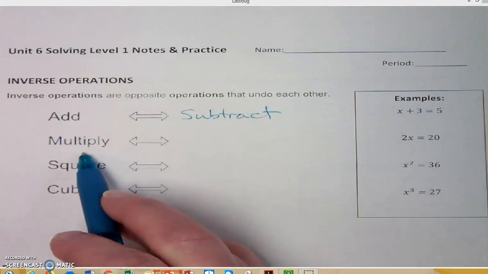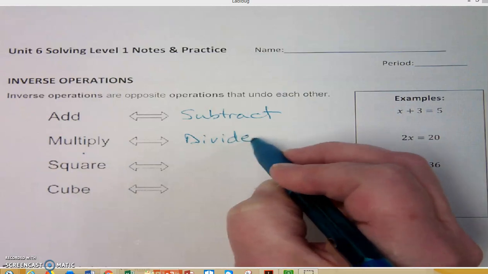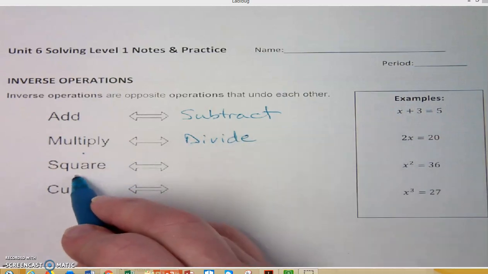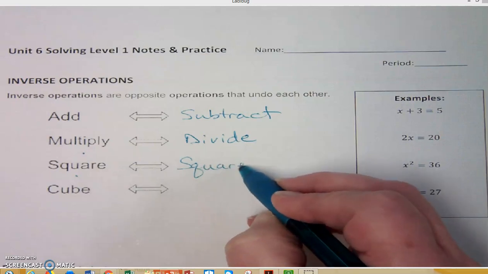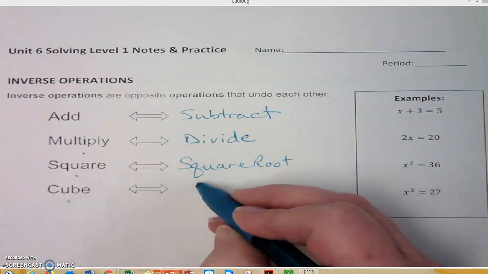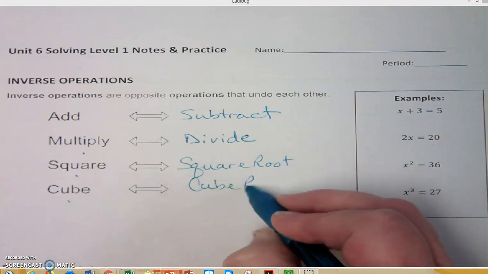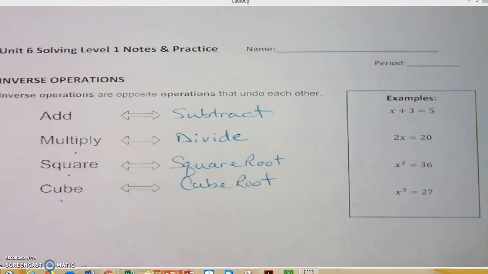The inverse operation for multiply would be divide. Inverse operation for square would be square root. And then the inverse operation for cube would be cube root. You do this already whenever you solve for an equation. So let's do our examples here.